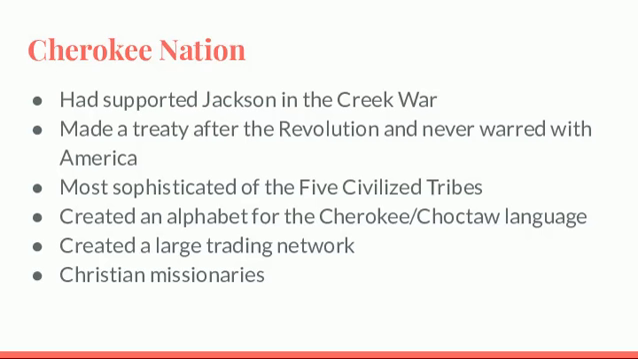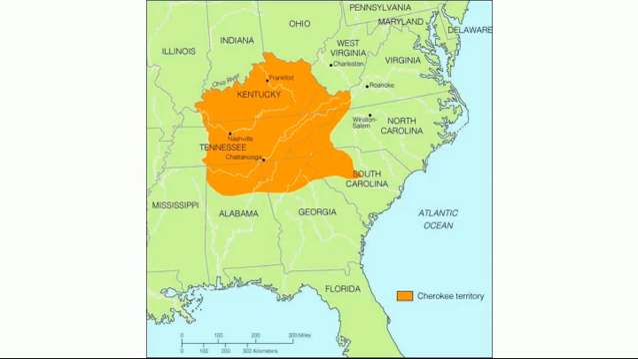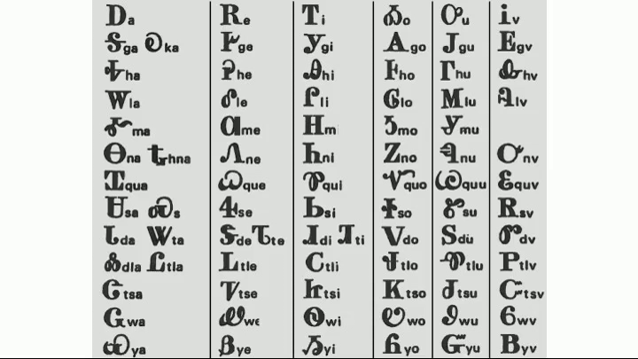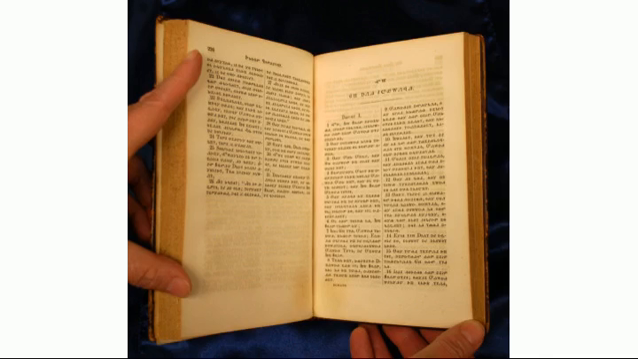Now, one of the reasons that we can say of how sophisticated they were is they're also going to be the ones that create the first written language in Native American. So this is the Cherokee alphabet. And the Cherokee alphabet was really heavily used because they're also the first ones that are going to translate the Bible. So that was a really big deal.